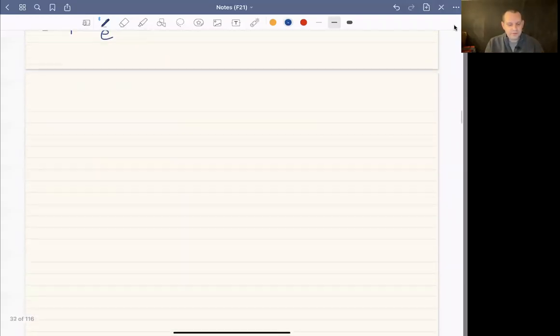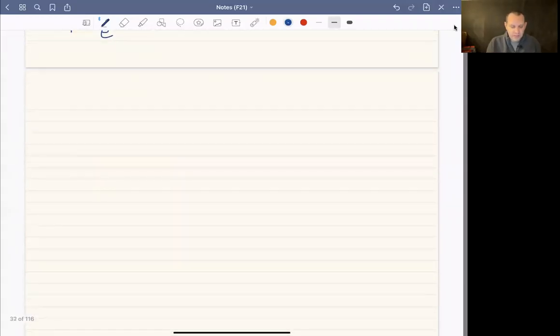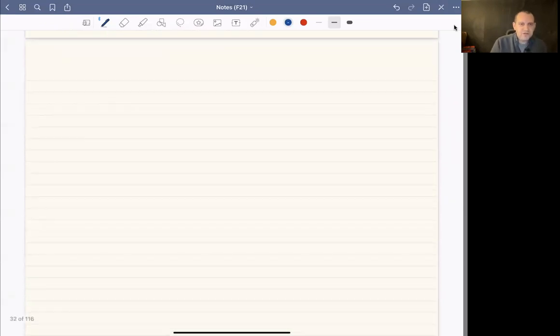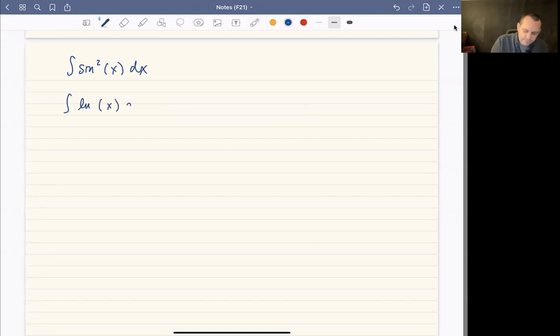So at this point, what I want to do is the integration by parts tricks, and I want to do 3 integrals, and a few of them don't necessarily look like integration by parts problems exactly. But what I want to do is look at sine squared of x. I want to evaluate the natural log of x, and I want to evaluate sine of x times e to the x.